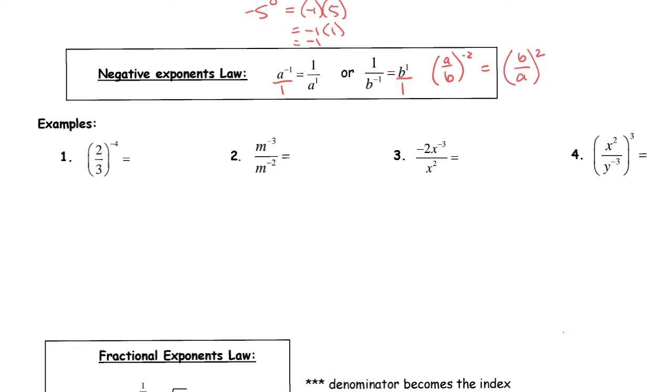Okay, so we'll just write that out here. The negative in the exponent changes the position of the power, not the sign of the term.